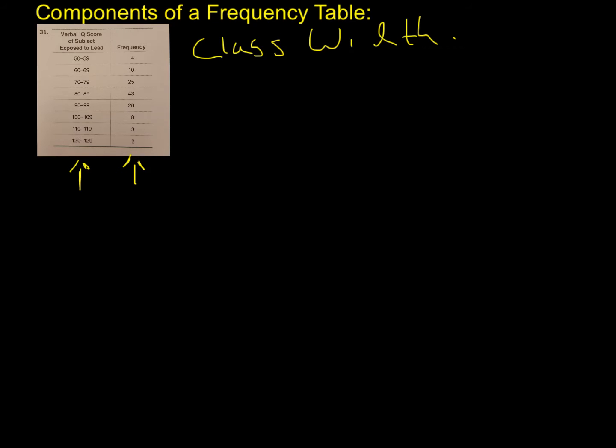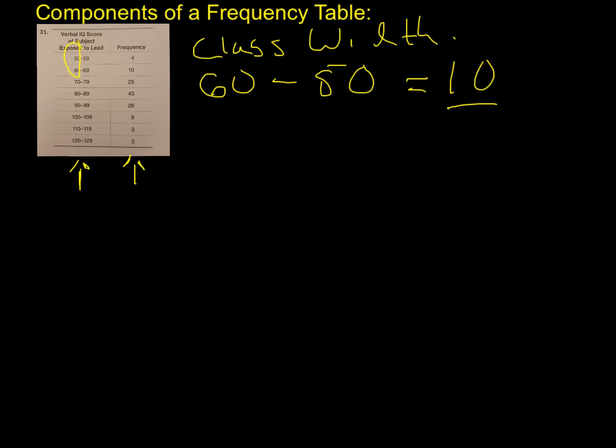Now the class width is defined as the difference between 2 consecutive lower class limits or upper class limits. So in this case, we have 2 lower class limits in our first 2 classes, which are 50 and 60. We take the higher one and subtract the lower one, and we end up with a class width of 10. Knowing the class width is very helpful because it allows us to simplify our calculations, because for other components of the frequency table, instead of calculating each one, we can calculate the first one and simply add the class width to it.